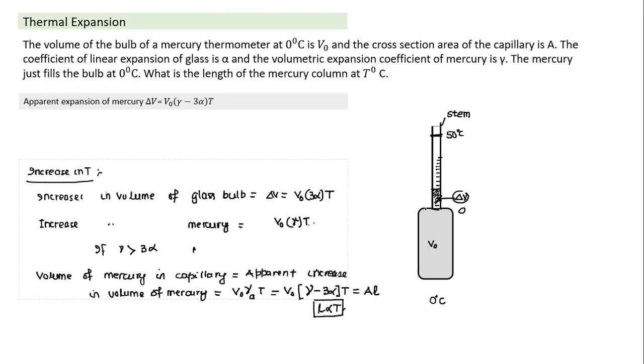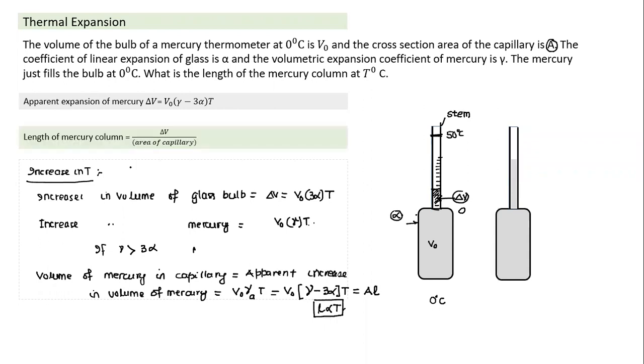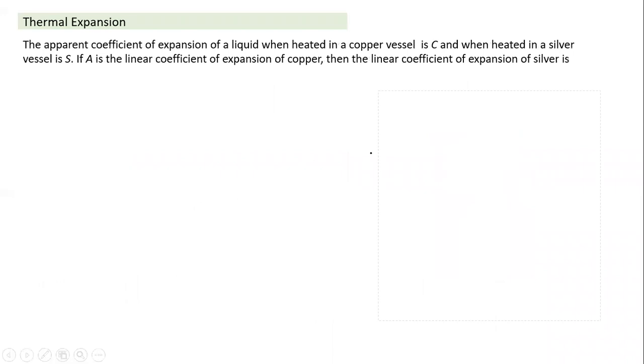For it to work better, ideally, what kind of material should we choose? If the capillary area is not constant, it introduces a small error. How do we minimize this error? We minimize the error by choosing a material which has a very low value of alpha. So typically, why is glass chosen? One is, of course, it is transparent, and second, its alpha value is much smaller compared to mercury. But very good question. This is how it will appear, and that's how it works. Length of the mercury column is equal to delta V. What is delta V? It's the apparent volumetric expansion. It's not the real expansion.